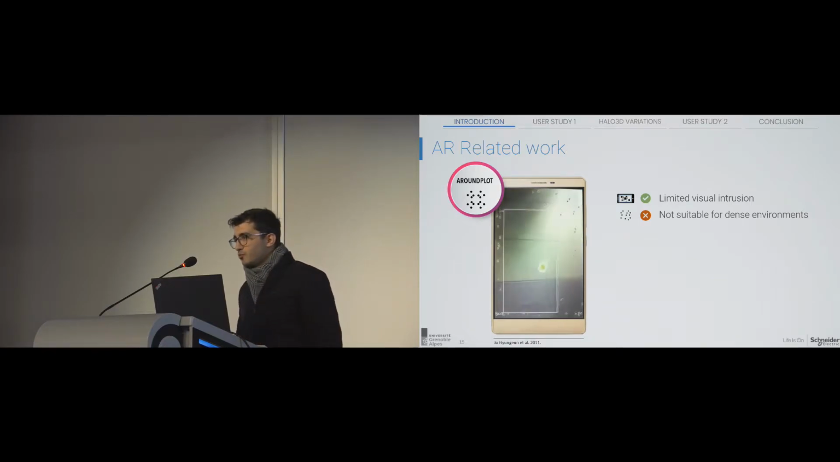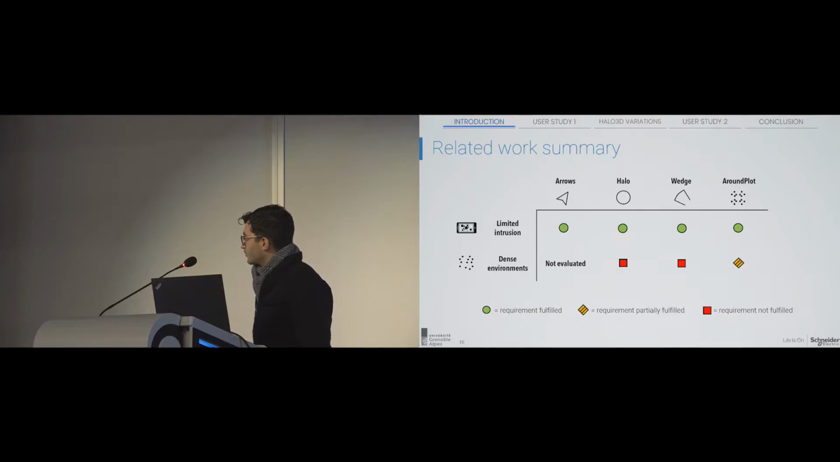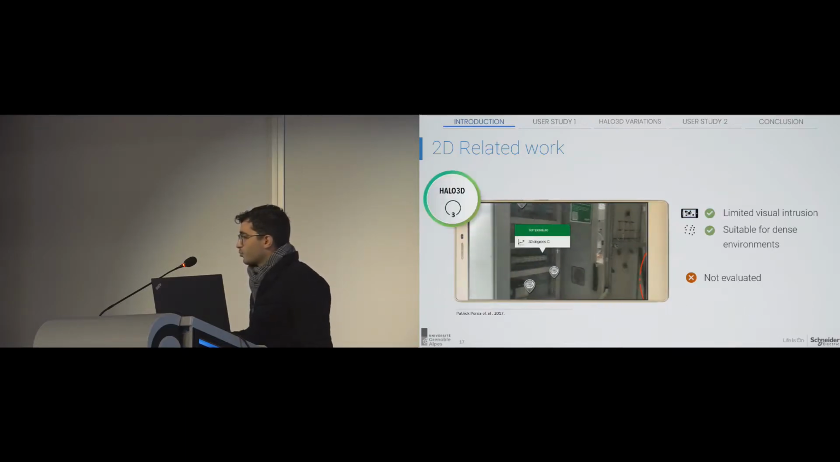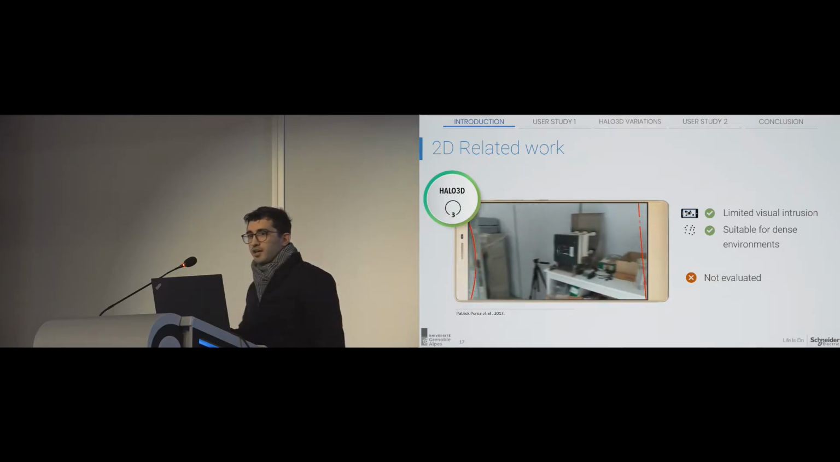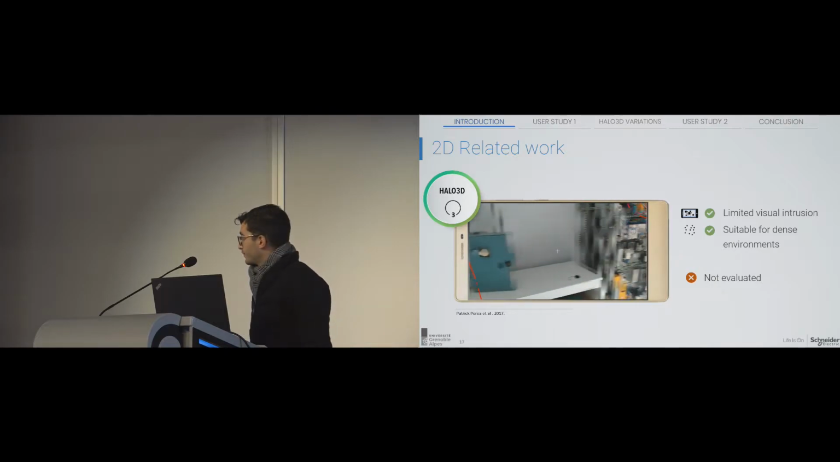If I summarize the related work so far, we get this table. So on the columns, you have all the techniques. On the lines, we have the requirements needed to make a proper guidance system. As you can see, none of the techniques is perfect. None of the techniques fully satisfies all the requirements. So to satisfy the requirements, we introduced Halo 3D as a technique that works in augmented reality, that deals with dense environments, and that is not intrusive on screen.